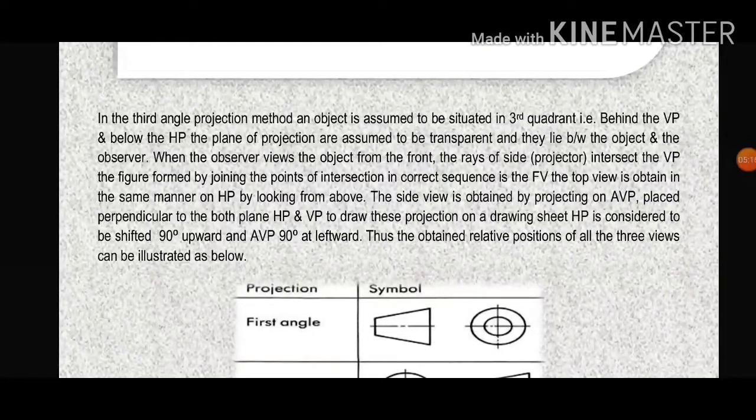When the observer views the object from the front, the rays of sight intersect the vertical plane. The figure formed by joining the points of intersection in correct sequence is the front view, and the top view is obtained in the same manner by looking from above. So in the third angle projection method, the object is placed in the third quadrant, below the HP and behind the VP, the vertical plane, and the planes of projection are considered transparent. Then the rays pass through and intersect the planes, and the top view and front view are formed.